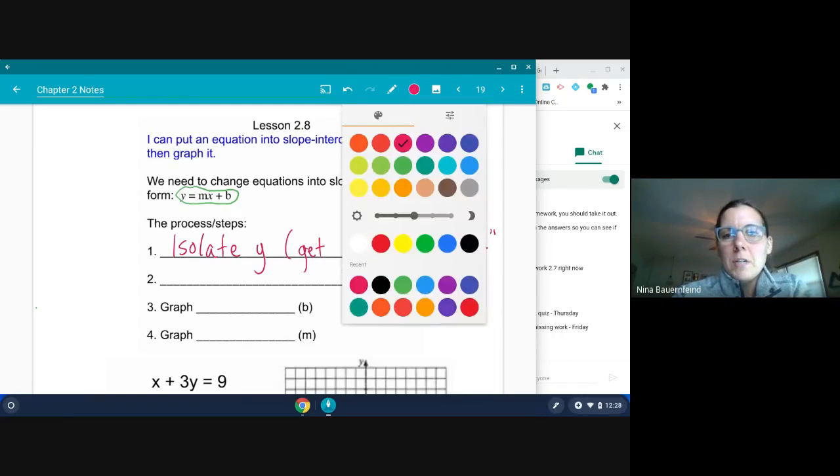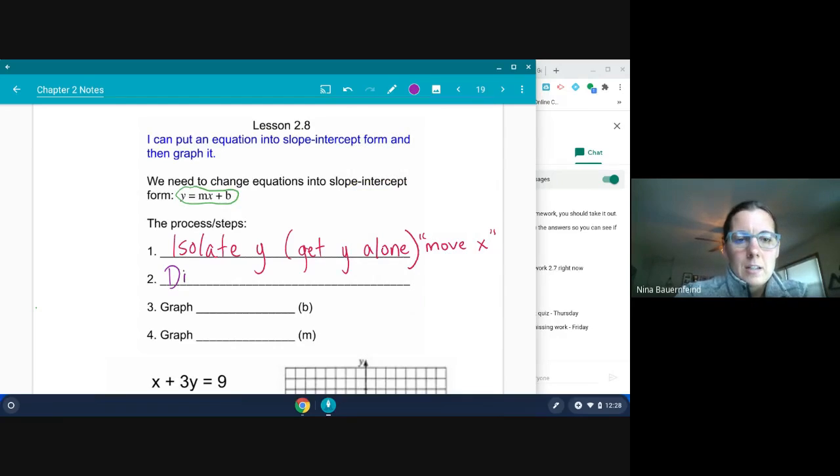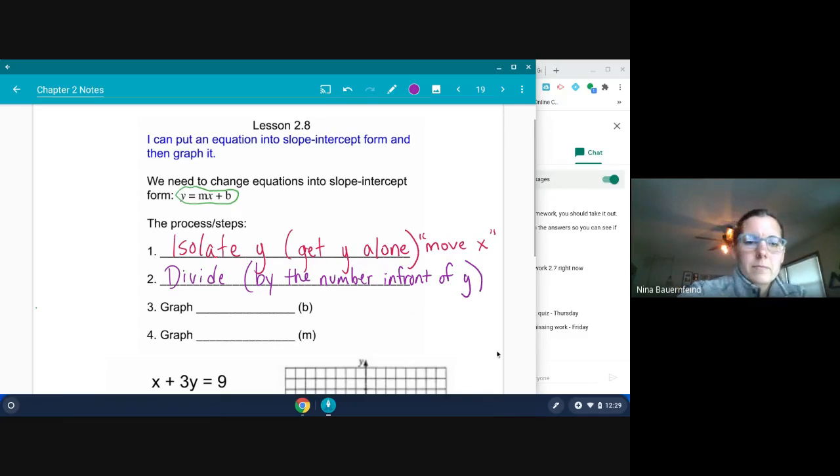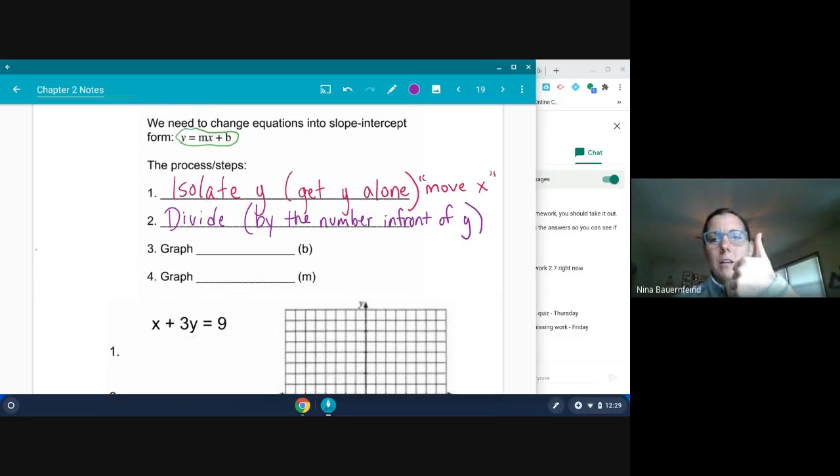Then the second thing we need to do is divide, and that's by the number in front of y. So these are the two steps. We need to isolate y by moving x and then divide by the number in front of y. Then we can graph the y-intercept, which is b, and then graph the slope, which is m.